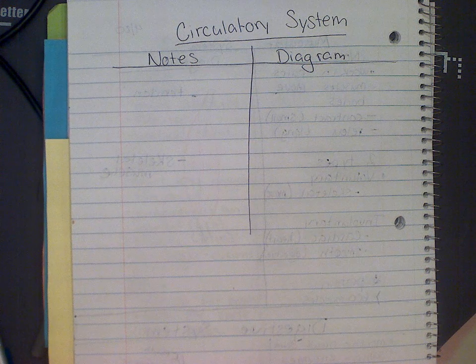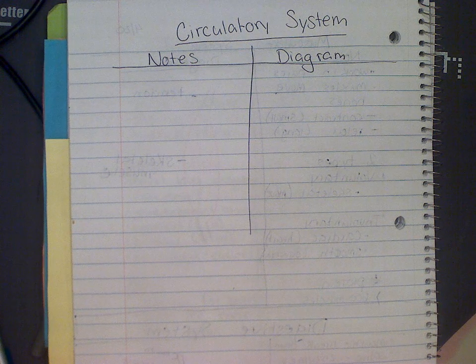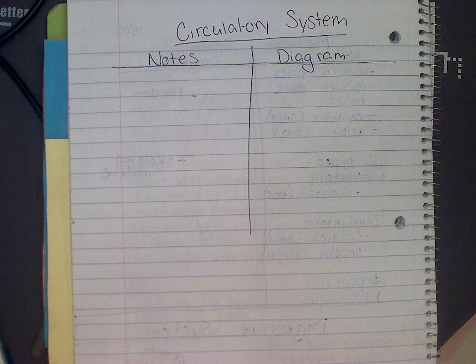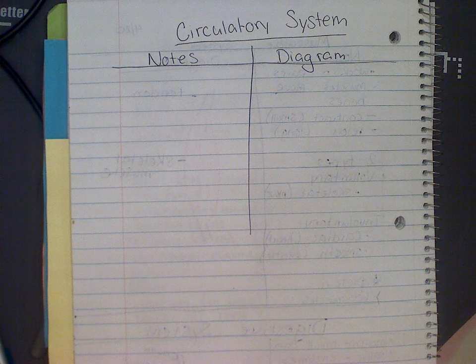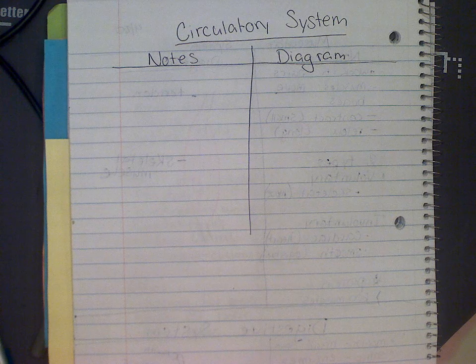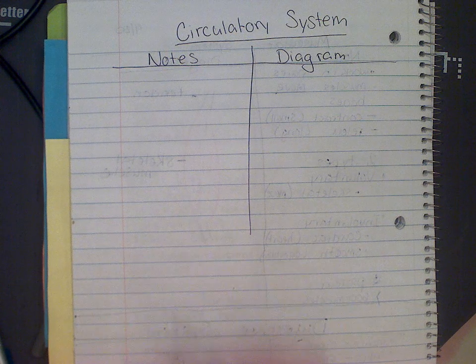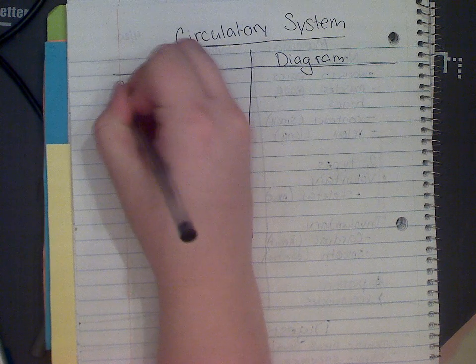Hello guys, today we're doing the circulatory system, which is how blood circulates through your body. The primary organ in this system is your heart, but there are some other things as well. So I'm going to start with the parts again.